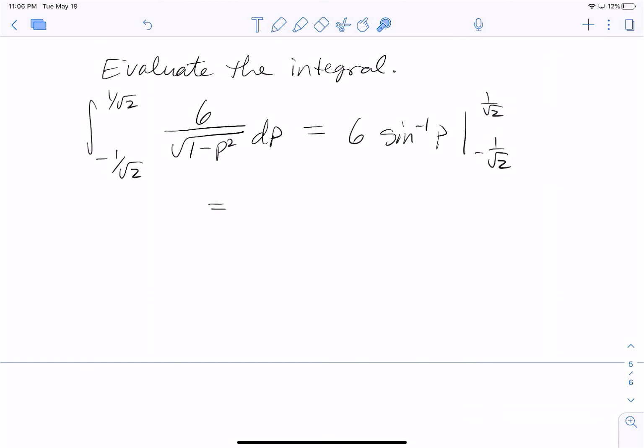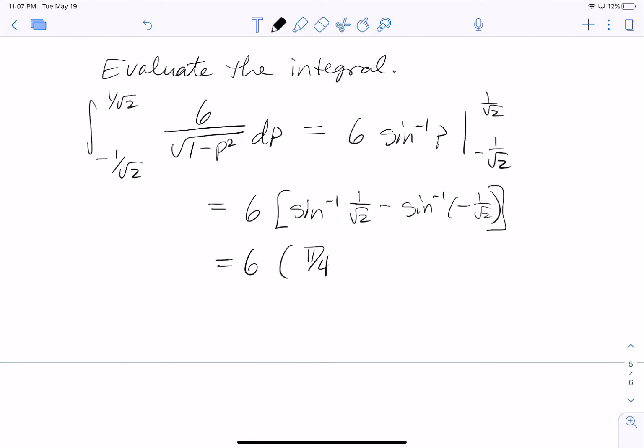Evaluating the integral then using the second fundamental theorem of calculus, I get 6 times the inverse sine of 1 over the square root of 2 minus the inverse sine of negative 1 over the square root of 2. Now, as you may recall, I do not think of this really as the inverse sine of 1 over the square root of 2. It's what is the angle whose sine is 1 over the square root of 2? And that answer is pi over 4. The angle whose sine is negative 1 over square root of 2, in the correct restricted domain for the sine function, is going to be negative pi over 4.